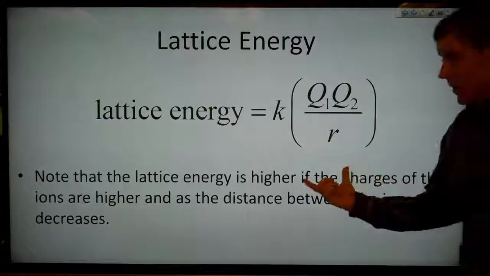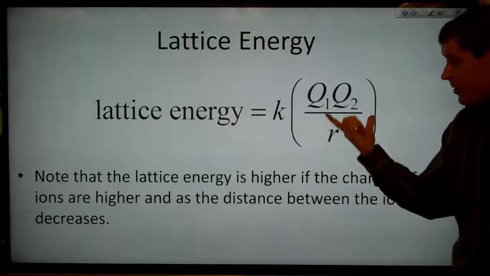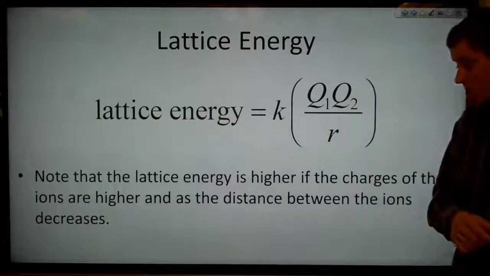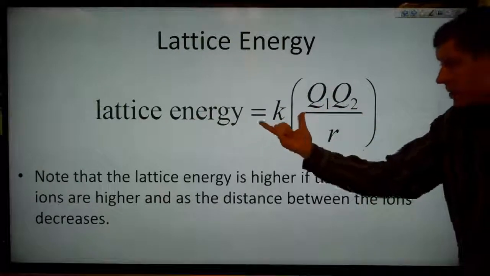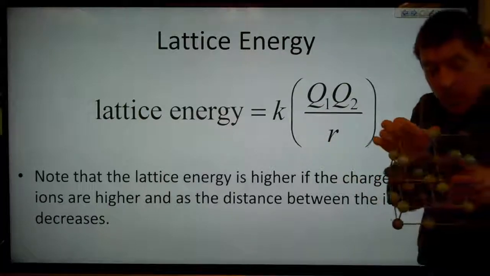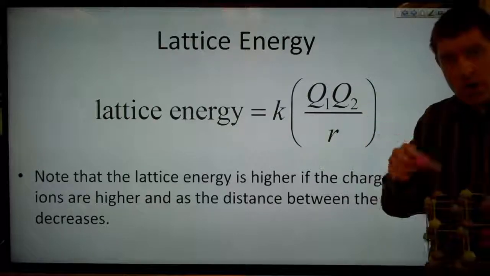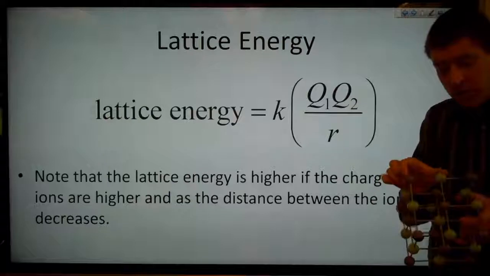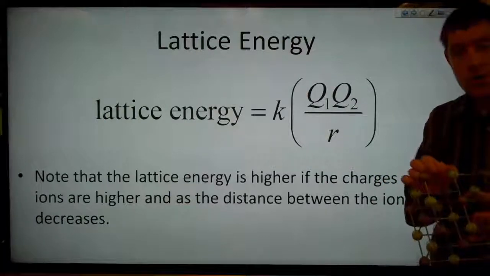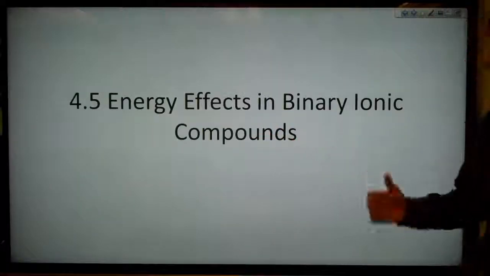Note that the lattice energy is higher if the charges of the ions are higher. So as each of the Q values gets larger, then the lattice energy gets larger. And the lattice energy gets larger as our separation R gets smaller. So as the separation between our ions becomes smaller, then the lattice energy gets larger. More energy gets given off if those charges are larger, or if those charges are closer together in the structure. So that was energy effects in binary ionic compounds.